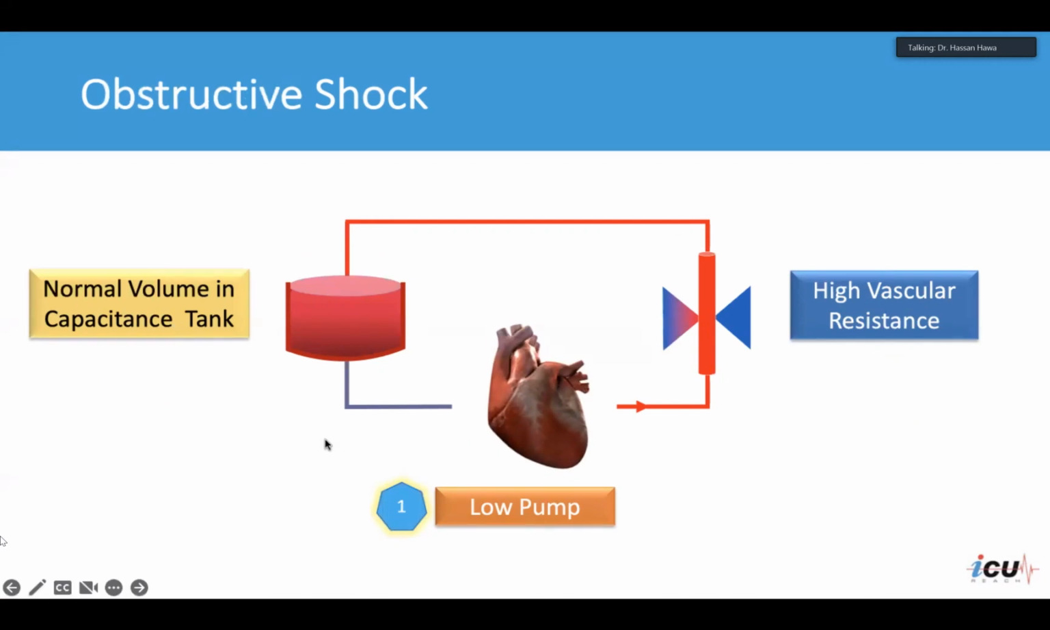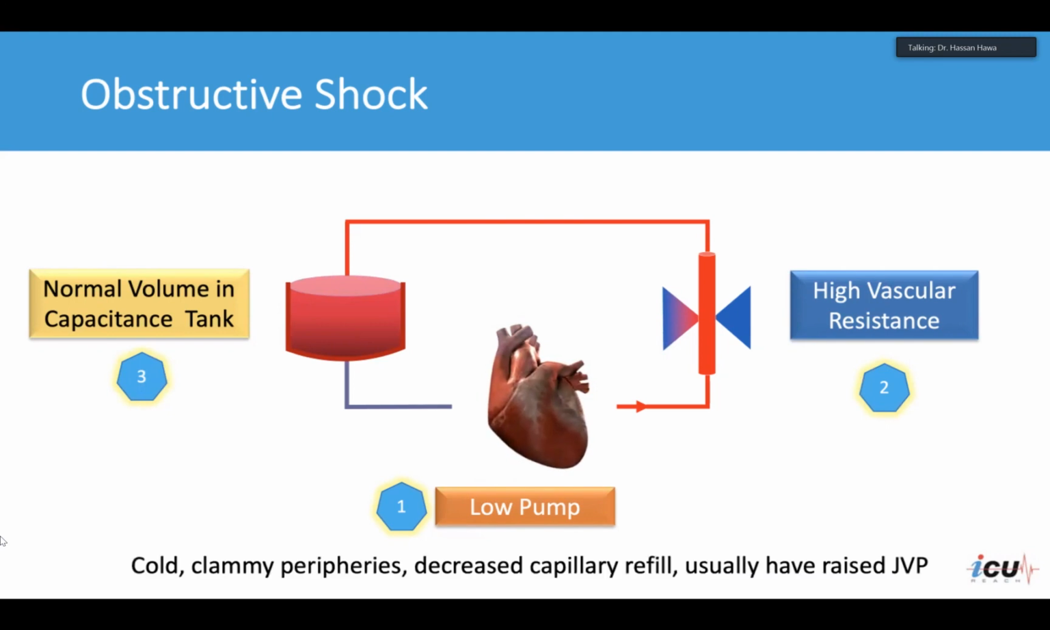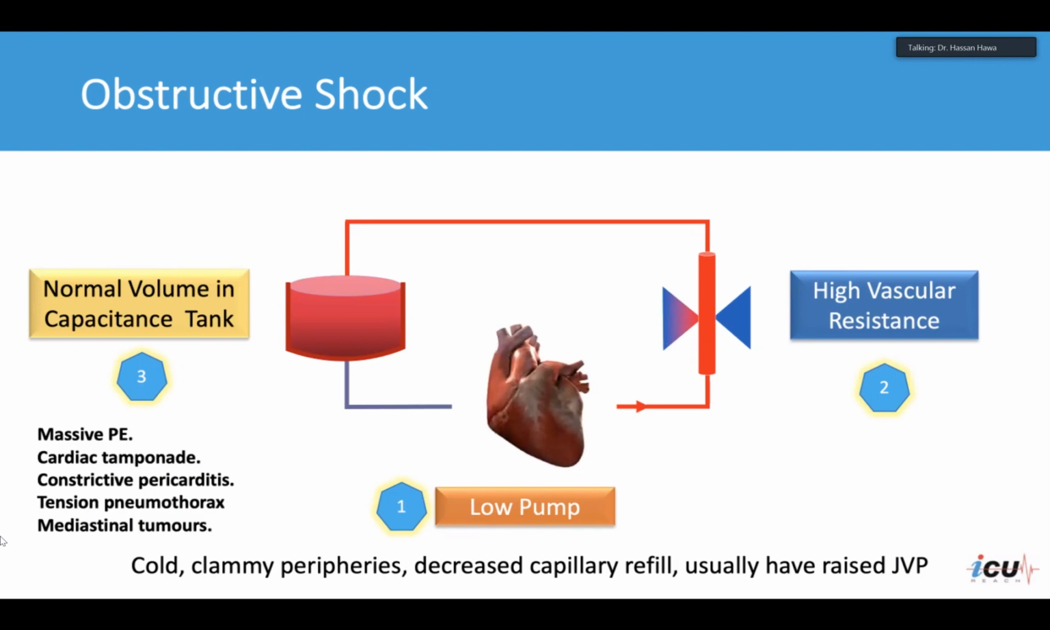Moving on to obstructive shock. Again, some authors do consider this as part of cardiogenic shock, where you have low pump output. They will have, again, high vascular resistance, but the volume in the capacitance might not change, especially in the early phase. Again, your patient would be cold, clammy, with prolonged capillary refill time, and usually they have raised JVP. Examples of that are what we see in massive PE, cardiac tamponade, constrictive pericarditis, tension pneumothorax, and mediastinal tumors.